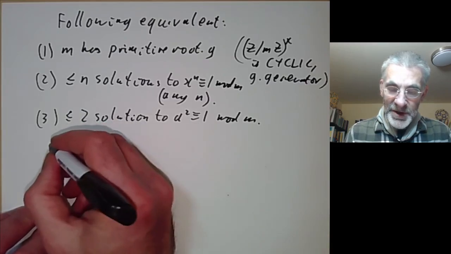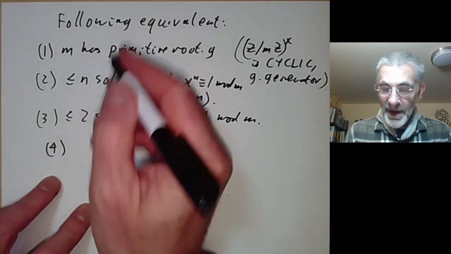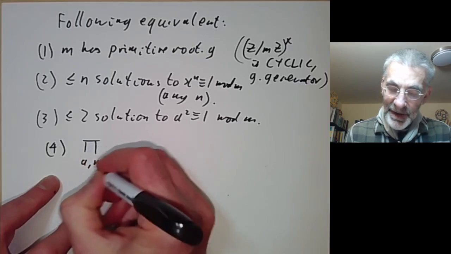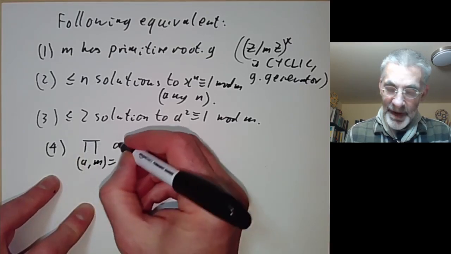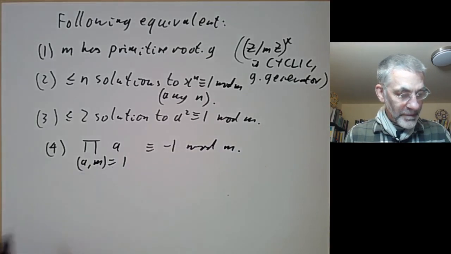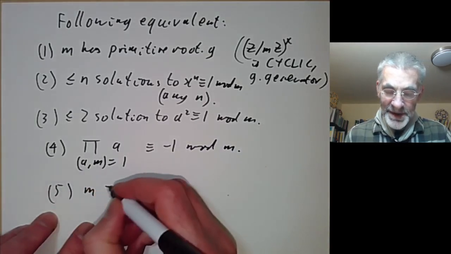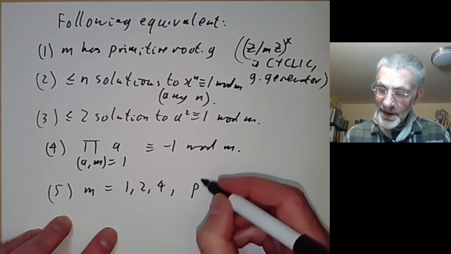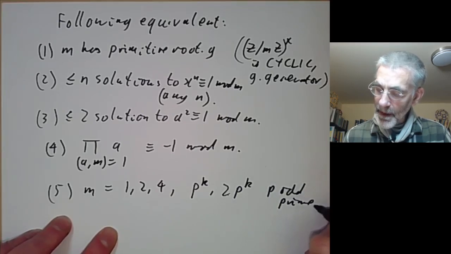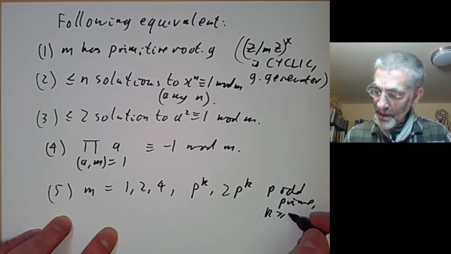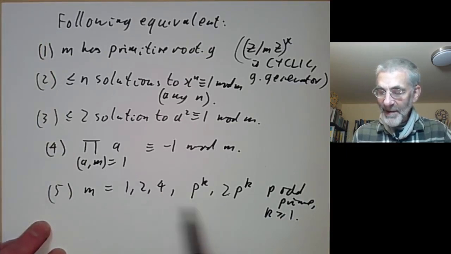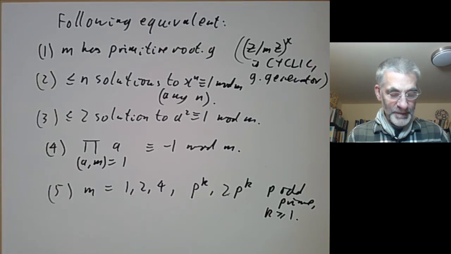And the fourth condition is Gauss's theorem, that the product over all A coprime to M of A is congruent to minus 1 modulo M. And the fifth condition is that M is equal to 1, 2, or 4, or p^k, or 2p^k for p an odd prime and k greater than or equal to 1. So here we have five different ways of characterizing the same slightly funny looking collection of integers.